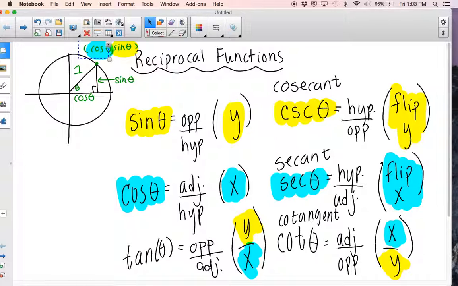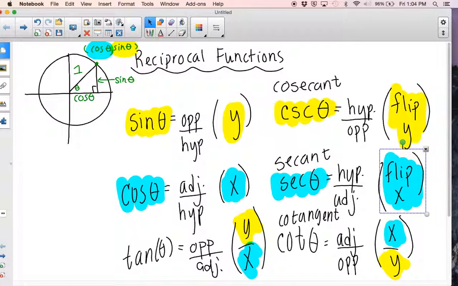Now, the reciprocal functions are in this column on the right. Cosecant is the reciprocal of sine. So instead of opposite over hypotenuse, it's hypotenuse over opposite. Instead of the y value, you're flipping the y value. Now secant is the reciprocal of cosine. You are going to use the x value, but you're going to flip it. So if it's 1/2, you flip it, it becomes 2 over 1.